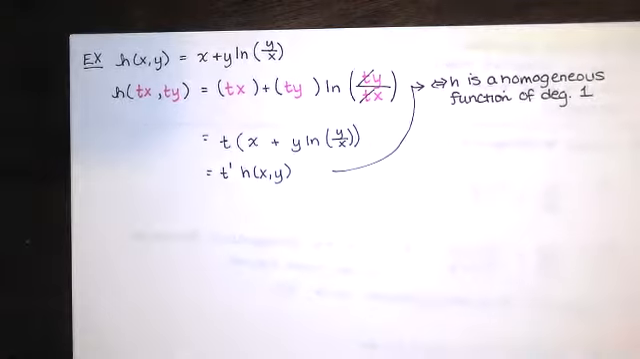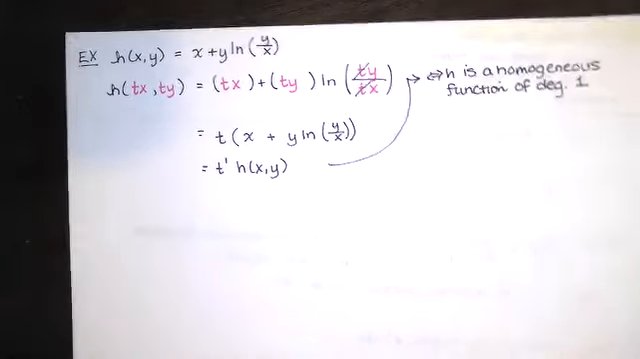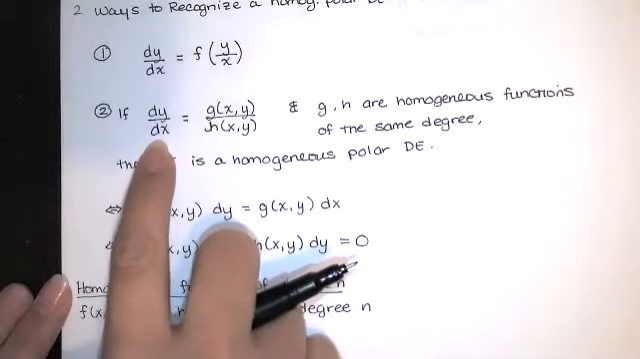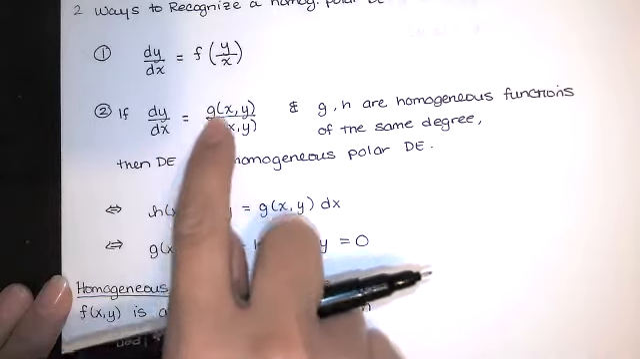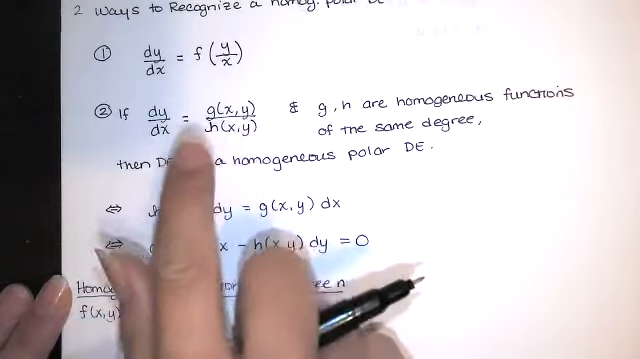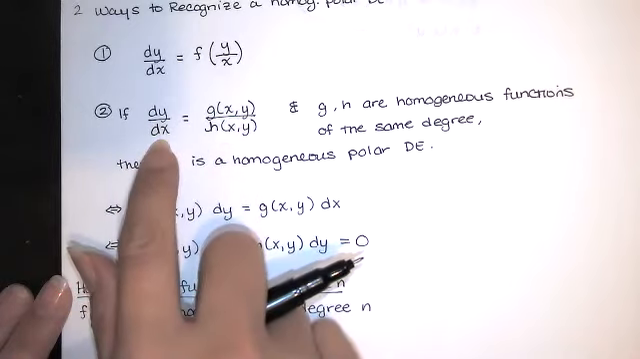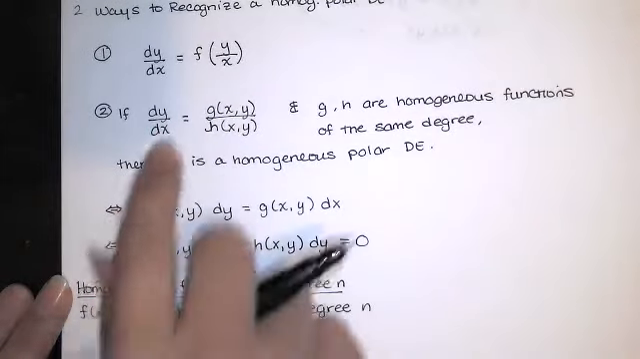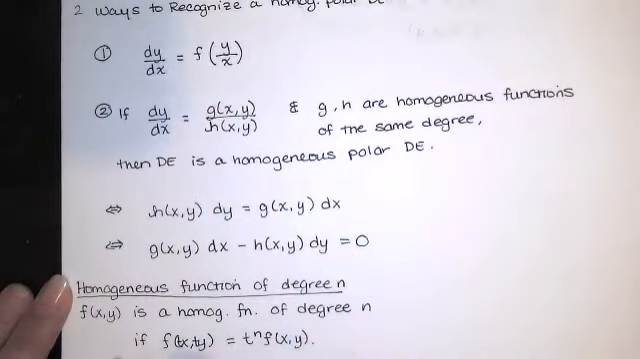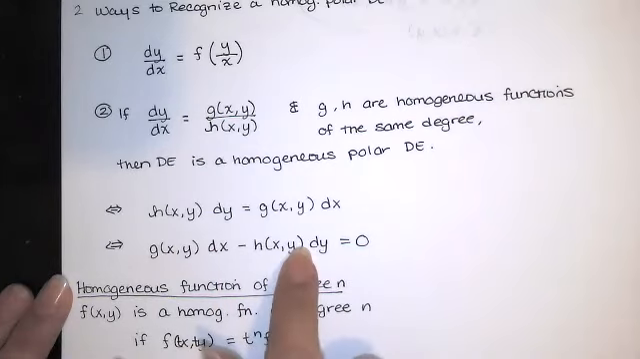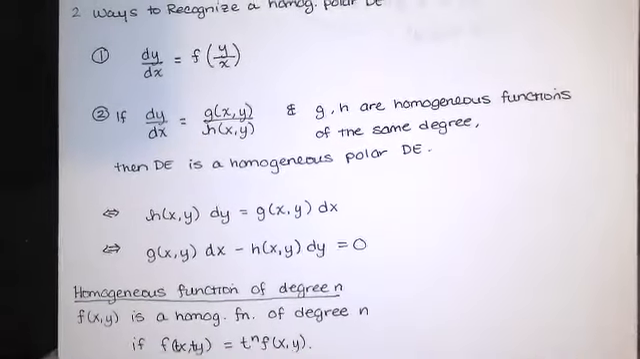Okay, so now let's go back to homogeneous differential equations and think about how this is related. So we said here, if dy/dx can be written this way, where g is a homogeneous function of a certain degree, and h is also a homogeneous function of the same degree, then this is a homogeneous differential equation. Now, sometimes it's not written this way, it's written this way instead. But in the same way, I'm looking at this function and this function and asking myself, are they homogeneous functions of the same degree? If they are, then the differential equation is homogeneous.